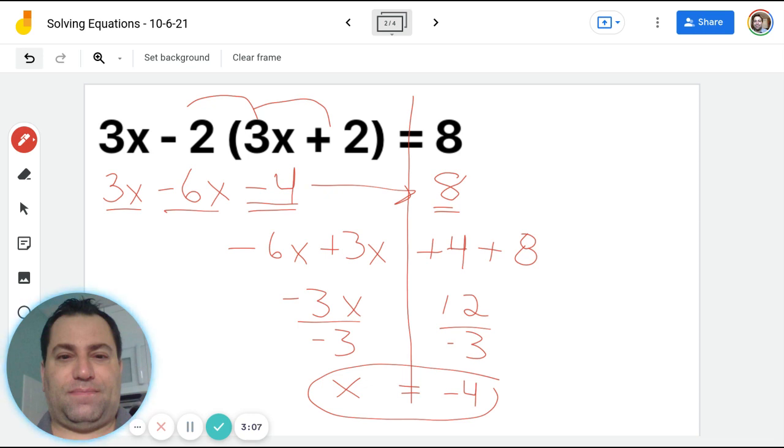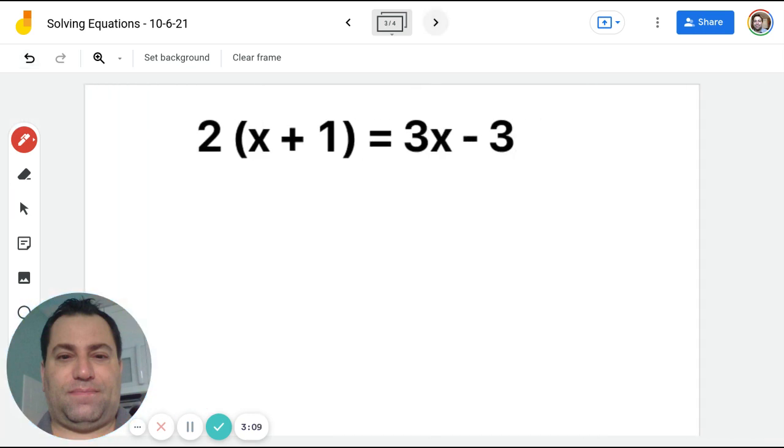Let's try another example. Here again is an equation. And I can see that it is so because we have an equal sign. I'm going to draw my wall in. Right away, I can tell we have distributive property that we need to take care of. So I'm going to distribute the 2 over these two terms. 2 times x is 2x. +2 times +1 is +2. And then I write the rest of my terms.